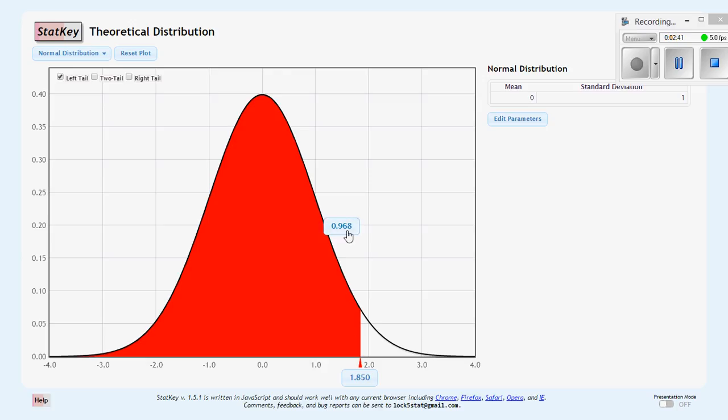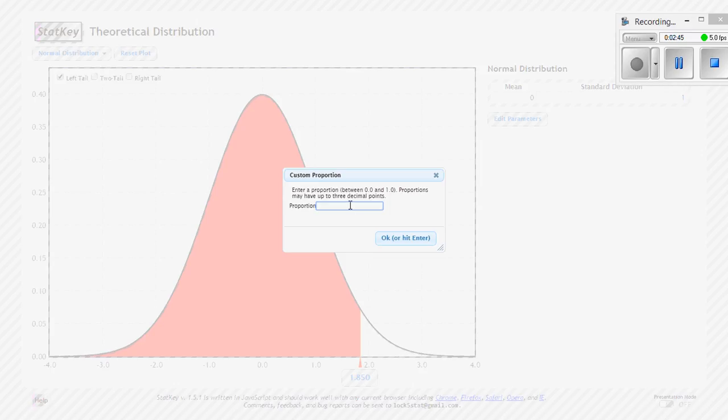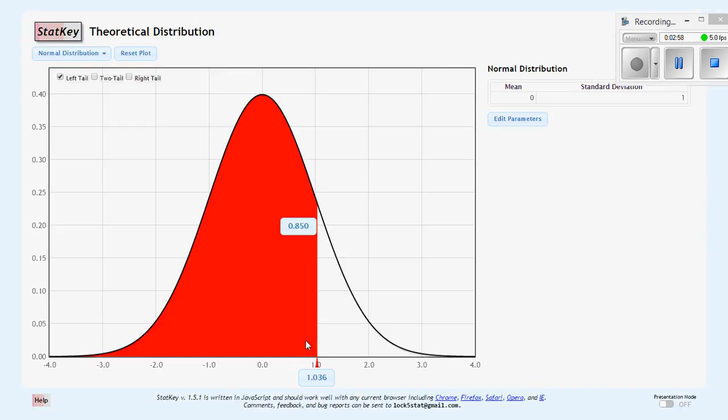Now, if you wanted, you could also work backwards, and you could say, well, I want a percentile of, say, 85%. Oops, sorry. Let's go 0.85. And then that works backwards to give me my z-score. So we can do it both ways.